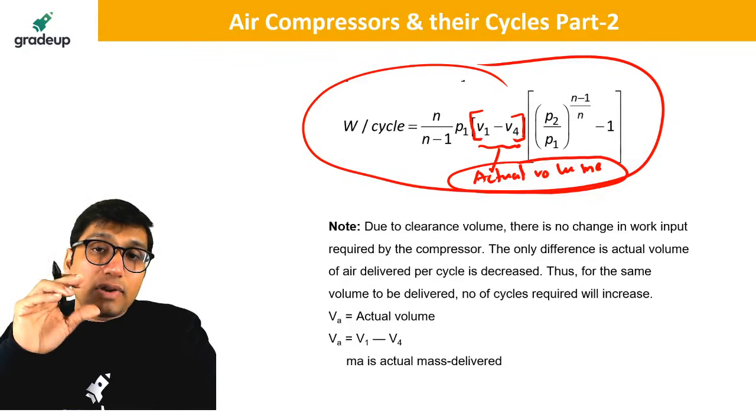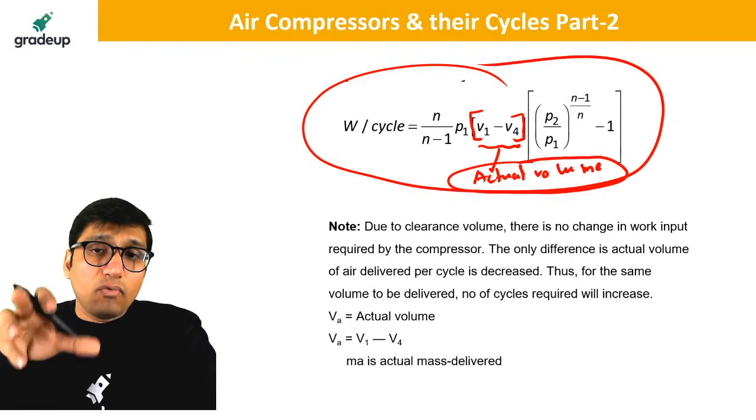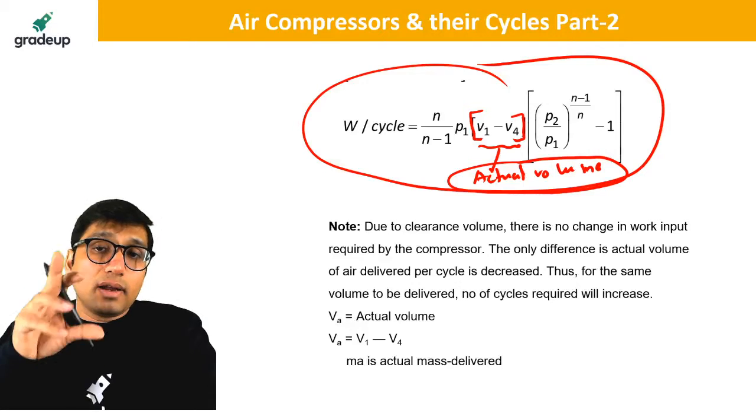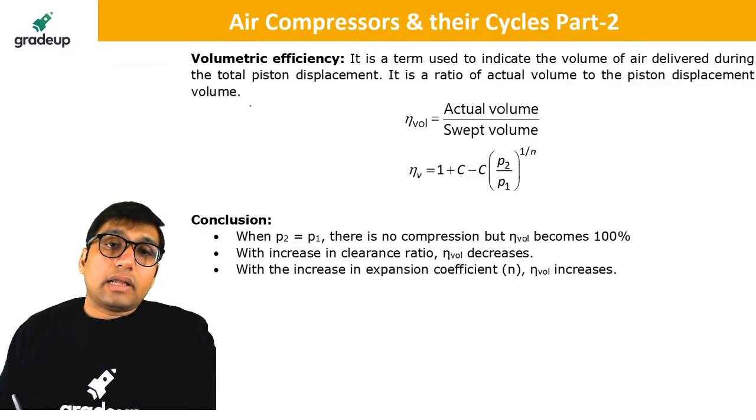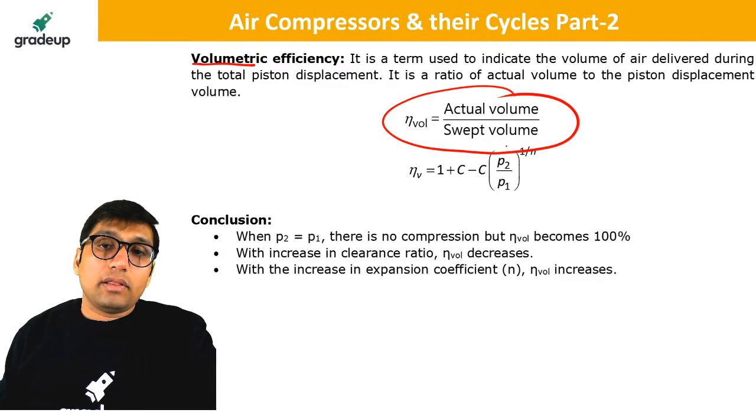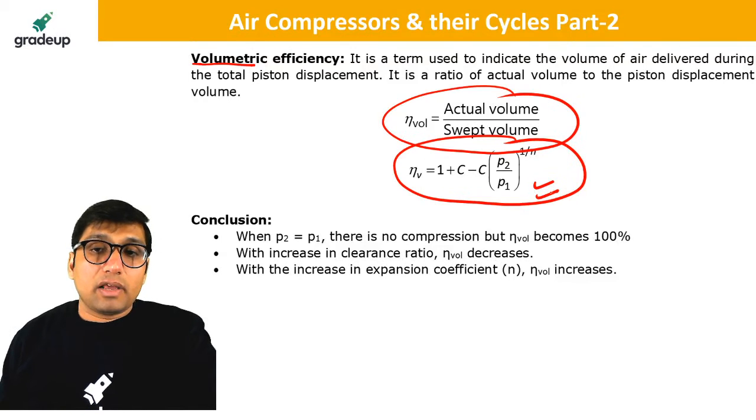Okay, that is the difference between the work input with clearance volume and without clearance volume. Now there is a term called volumetric efficiency. As you know, volumetric efficiency is equal to actual volume by effective volume. It is equal to 1 plus C minus C (P2/P1)^(1/n). This is the formula for volumetric efficiency.